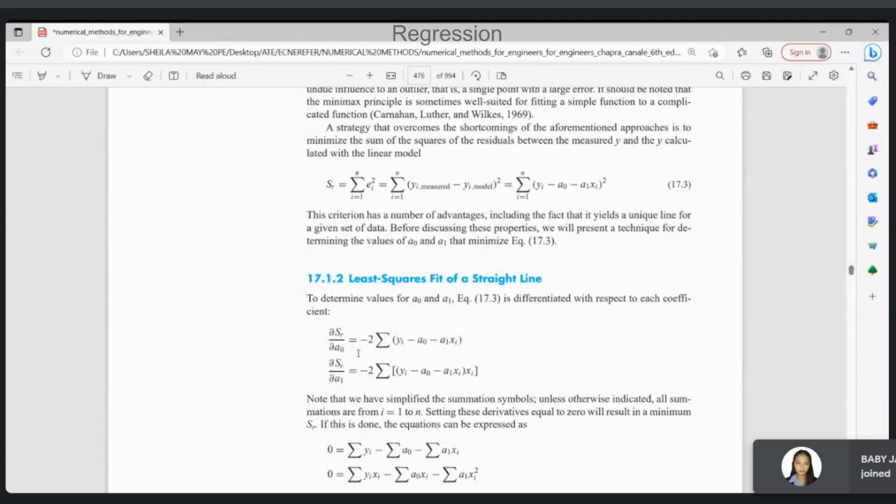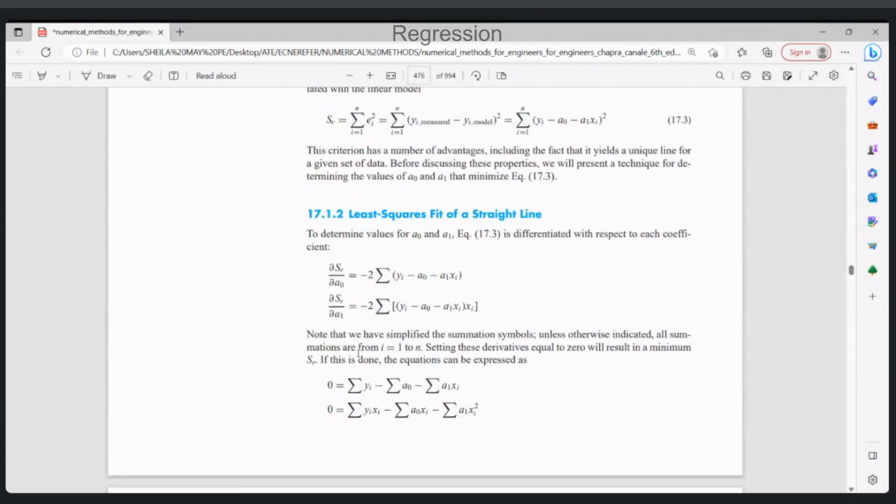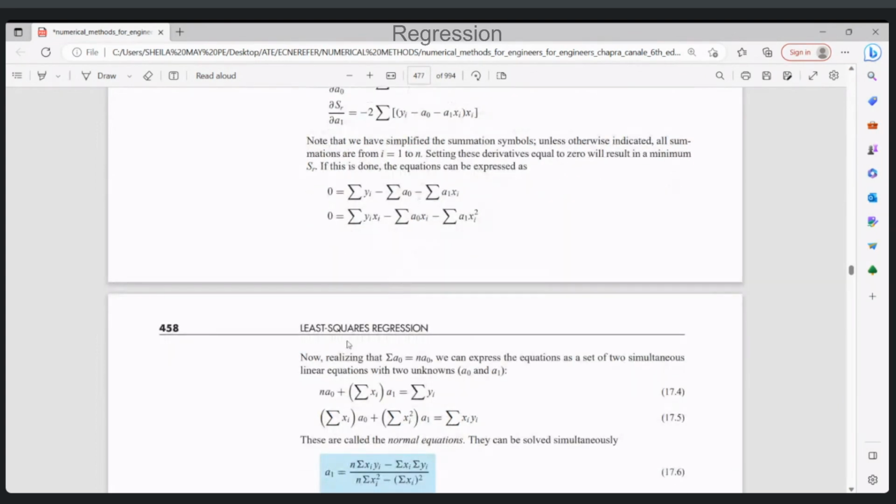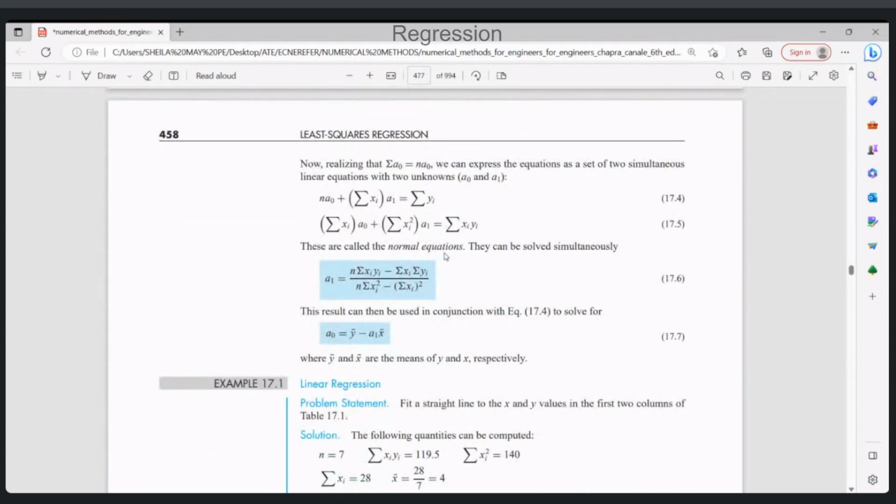Now, we have here the least squares fit of a straight line. To determine the values for a sub 0 and a sub 1, equation 17.3 is differentiated with respect to each coefficient. We have the partial derivative of S sub r with respect to a sub 0 equal to negative 2 times the summation of e. For a sub 1, we also multiply by x sub i. After all those derivations, this here is called our normal equation.